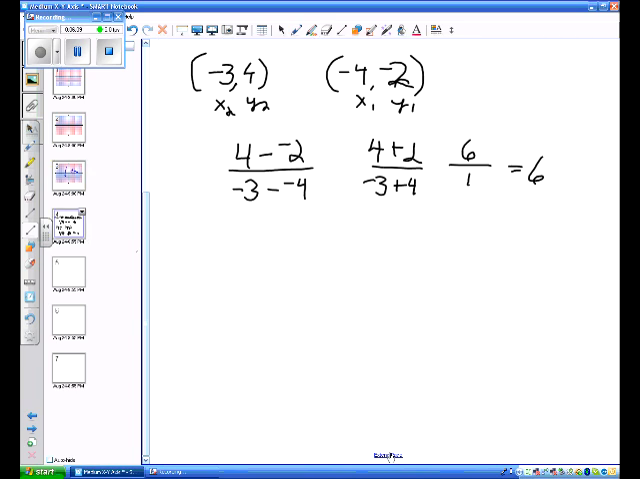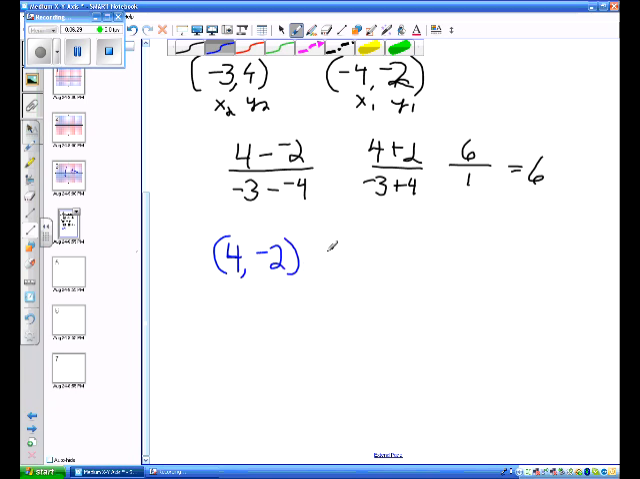The slope formula is a very important formula. It's one that you need to memorize. So let's take the points positive 4, -2, and the point -1, 5.